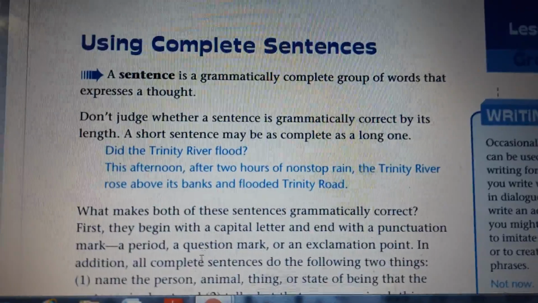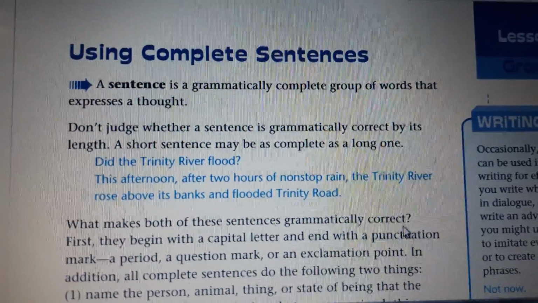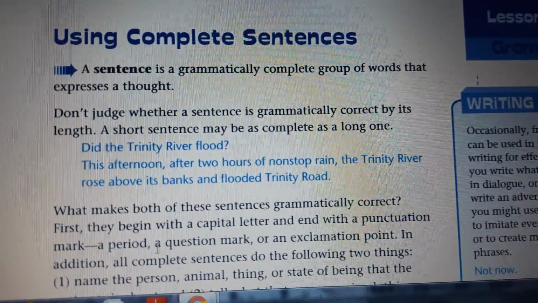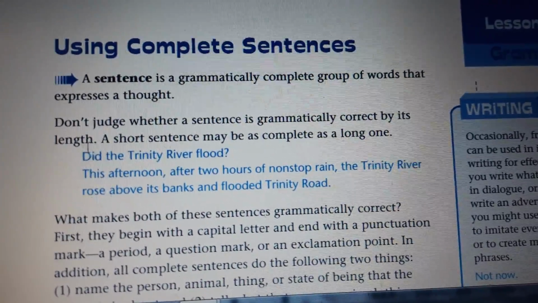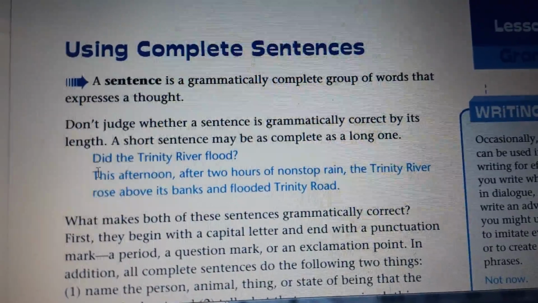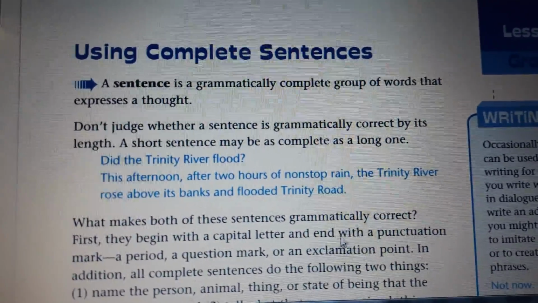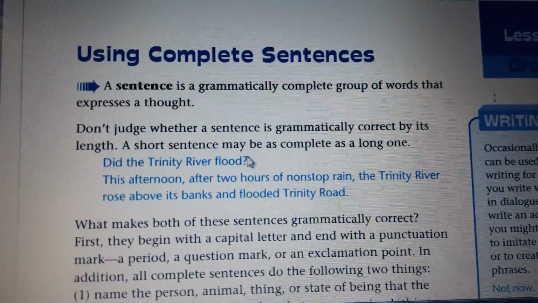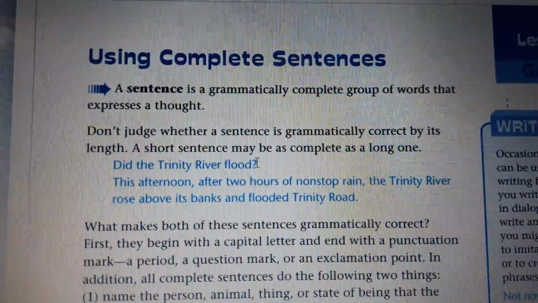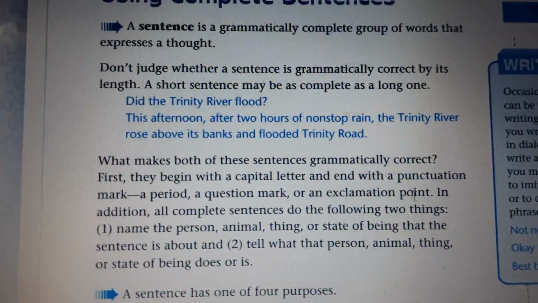Okay, here, what makes both of these sentences grammatically correct? First, they begin with a capital letter. He starts with a capital D, and here a capital T, and they end with a punctuation mark, a period and a question mark. So here we have a question mark, so we can know this is an interrogative sentence, okay, or an exclamation point.